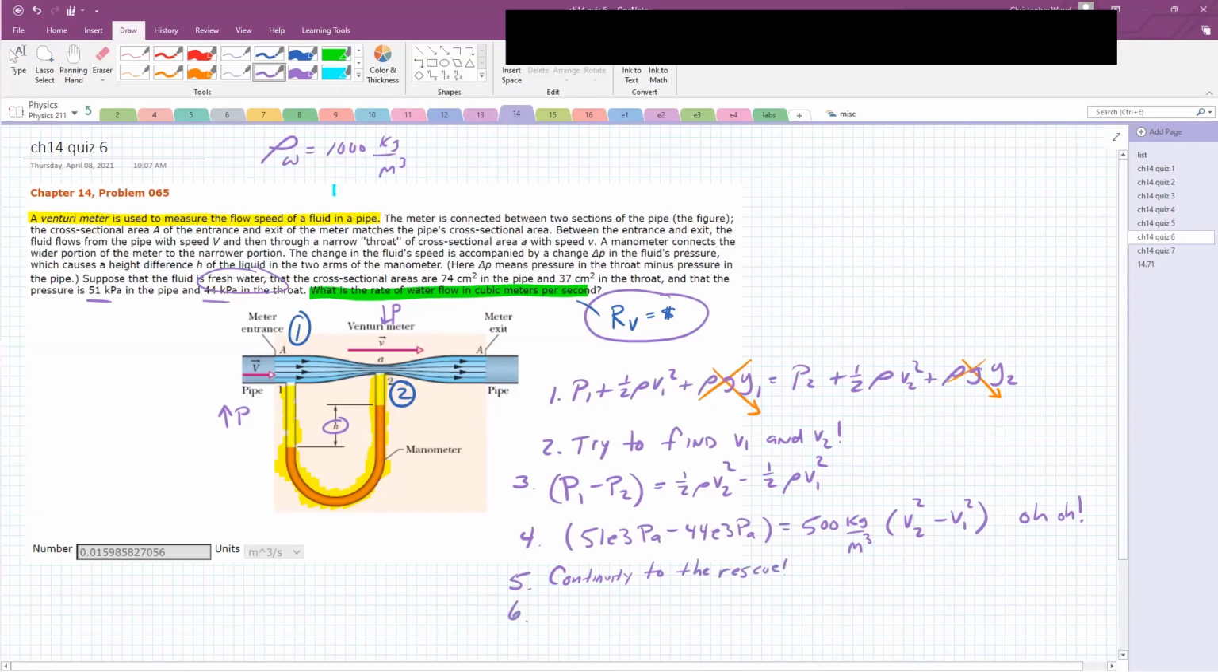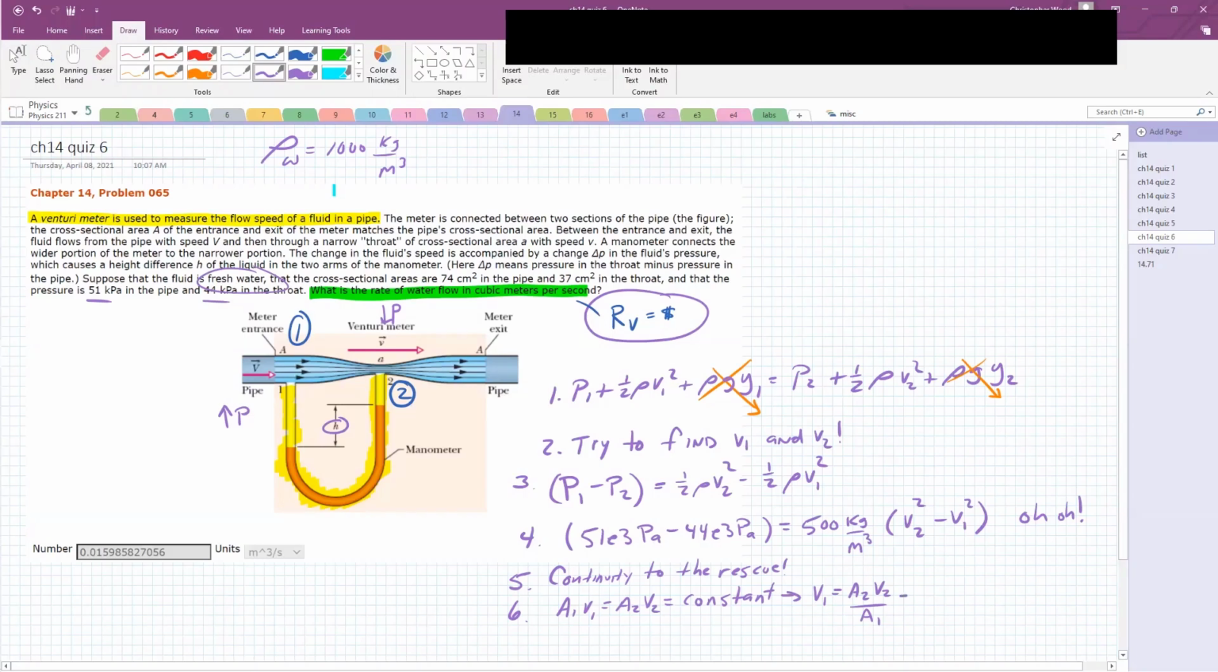Continuity to the rescue, which means the following. Because water's incompressible, as are all liquids, I can say the volume flow rate, A1 V1 in region 1, is the same as the volume flow rate in region 2, and this equals a constant. So again, that's continuity, and specifically this is volume flow rate. So from this, V1 can be written as A2 V2 all over A1.